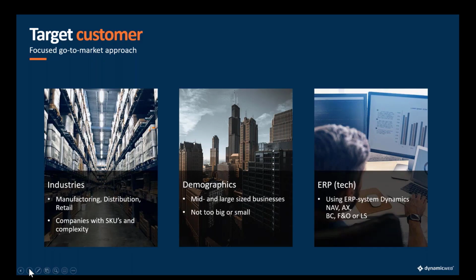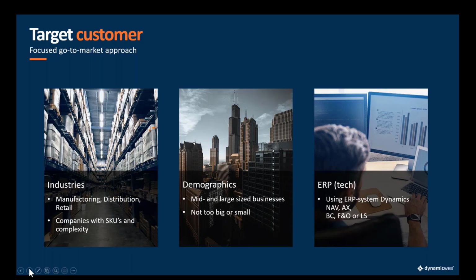In all, I would say that the denominator of what we are suited for is that we are looking for companies that have a lot of SKUs, meaning stock keeping units, and complexity. Demographics: mid and large size businesses, not too big or not too small. Okay, that's quite unclear. What is that? But I would say that target customers in Dynamicweb is a minimum of 50 employees. That means not small. And maybe even bigger than 50 employees.